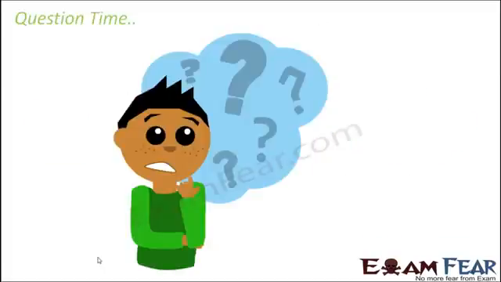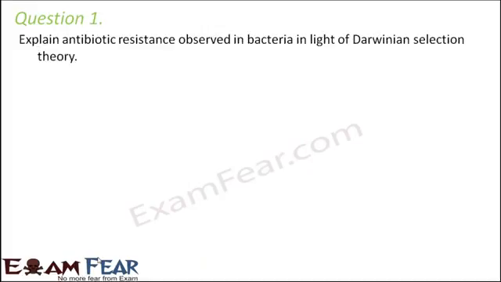So now we have reached towards the end of this lesson and let us look at some of the questions to see if you have got the lesson right. So question number 1. Explain antibiotic resistance observed in bacteria in light of Darwinian selection theory.